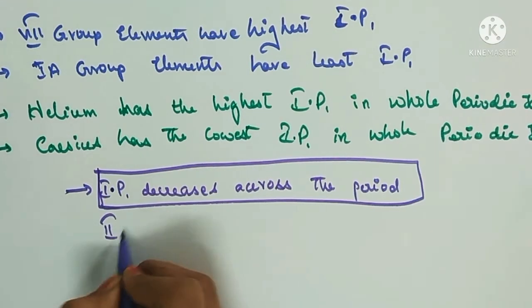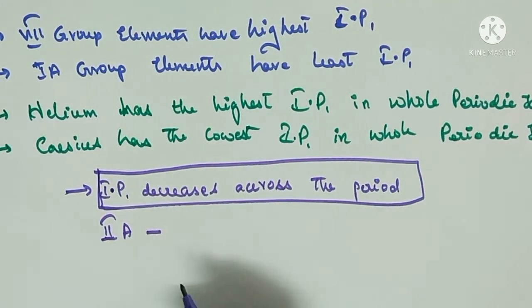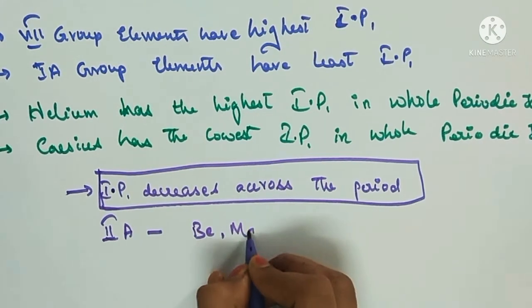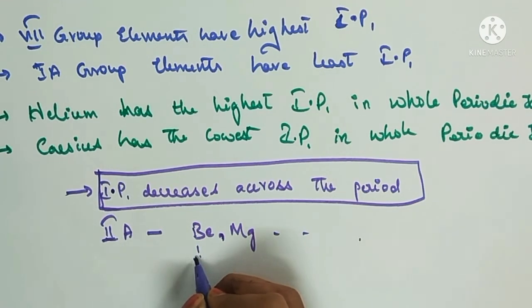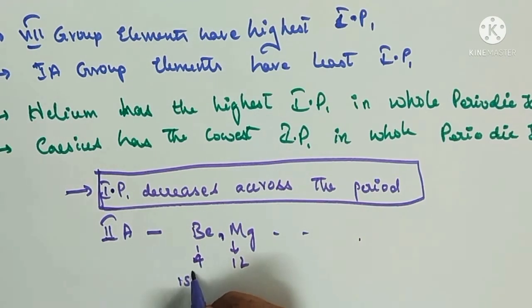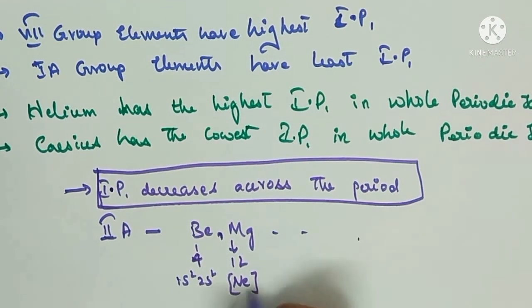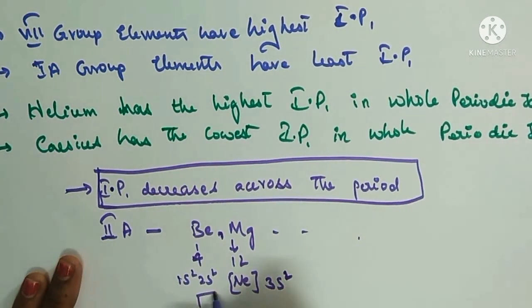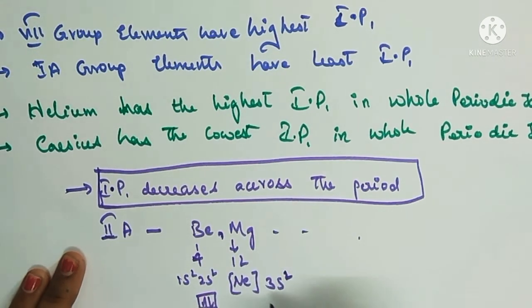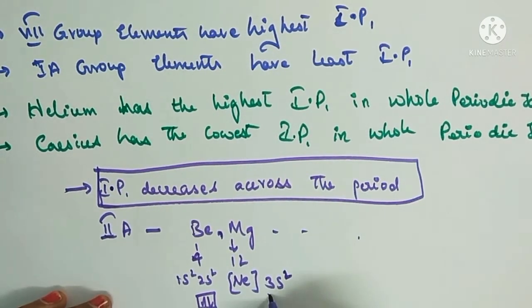So if you see second A group elements like beryllium, magnesium, etc. For beryllium, atomic number is 4, and for magnesium, it is 12. Electronic configuration of beryllium is 1s2, 2s2, and for magnesium, 1s2, 2s2, 2p6 and 3s2. So actually the s orbital is completely filled in the beryllium and magnesium cases, like the second A group.